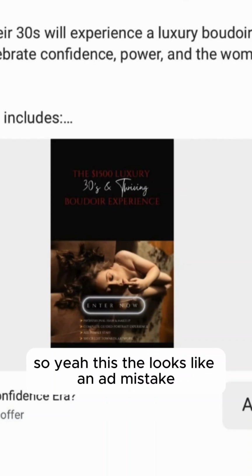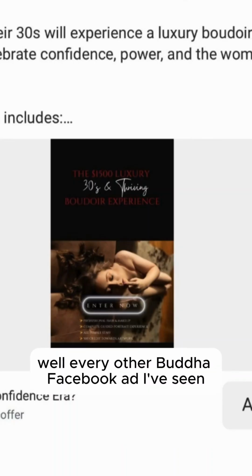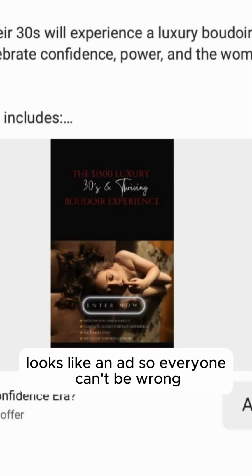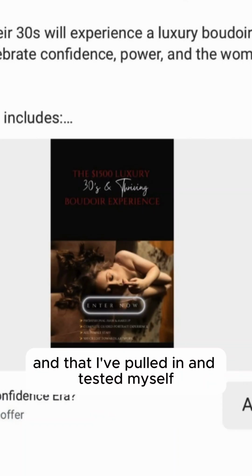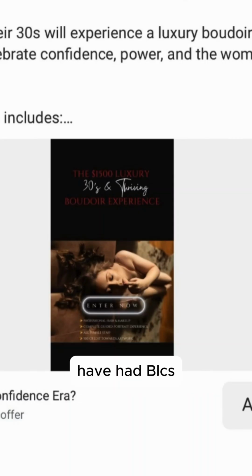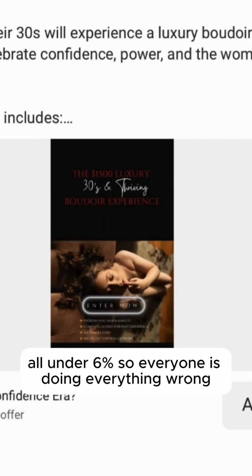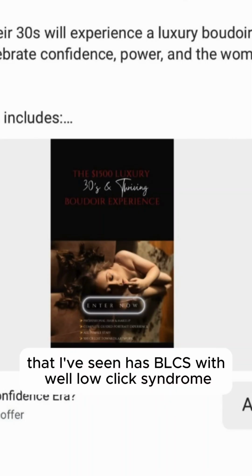So yeah, this looks like an ad mistake. The false belief that caused us to make this mistake is, well, every other Boudoir Facebook ad I've seen looks like an ad. So everyone can't be wrong, can they? Well, 100% of the Boudoir Facebook ads I've seen the back end for and that I've pulled in and tested myself have had BLCS, Boudoir low click syndrome, with a unique CTR all under 6%. So everyone is doing everything wrong. Yes, everyone is making these mistakes. That's why everyone that I've seen has BLCS, Boudoir low click syndrome.